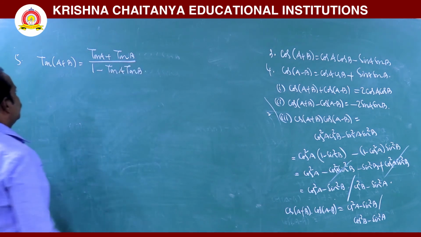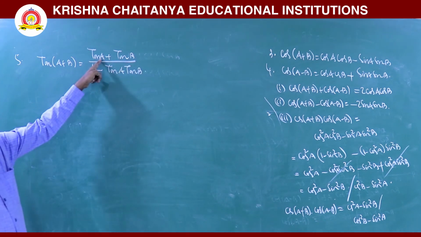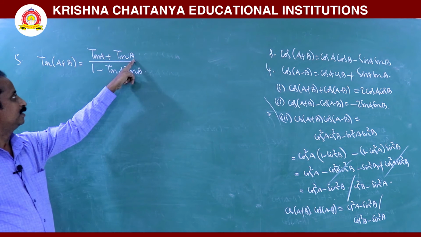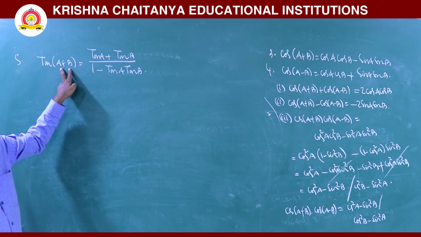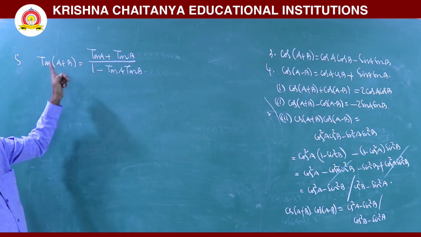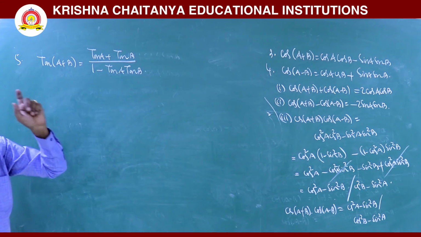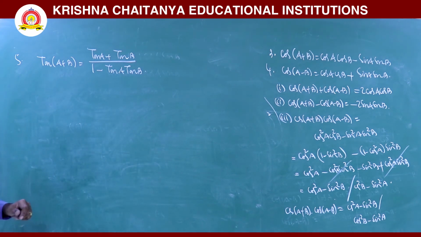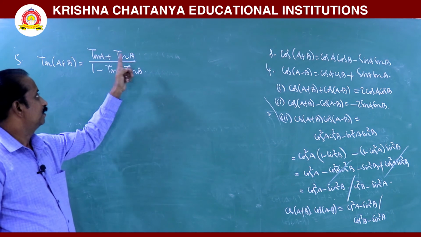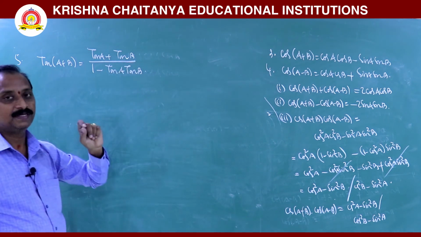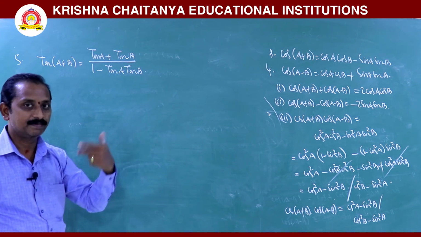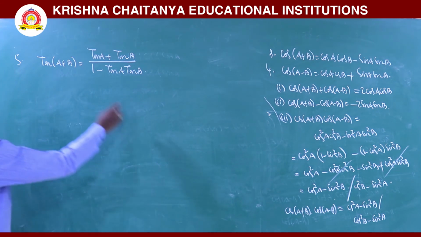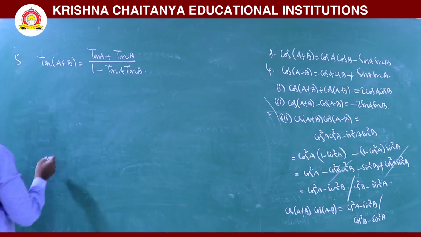Here what are the conditions? Either a or b and a plus b, none of them are odd multiples of pi by 2. That means either angle A or B or A plus B is not pi by 2, 3 pi by 2, 5 pi by 2, 7 pi by 2, etc. How to prove tan of A plus B?